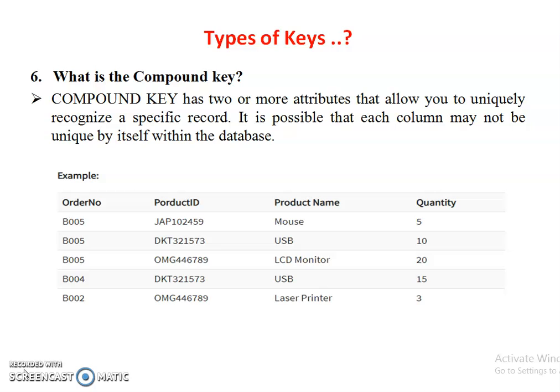See in this example, order number and product ID can't be a primary key individually as it does not uniquely identify a record. So, compound key of order ID and product ID could be used as it uniquely identifies each record.